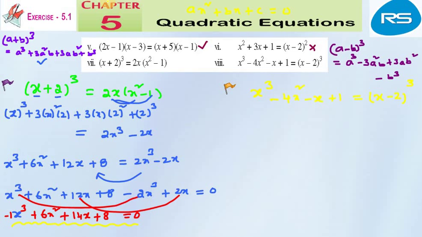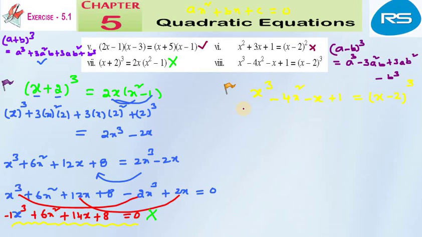So there is no match in this, and the given equation is not a quadratic equation, but this equation we can call a cubic equation. But we are searching for a quadratic. This is not a quadratic equation.